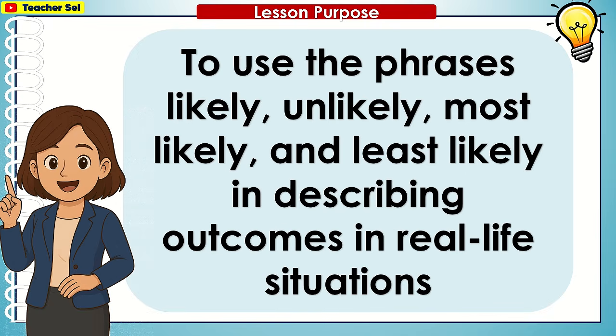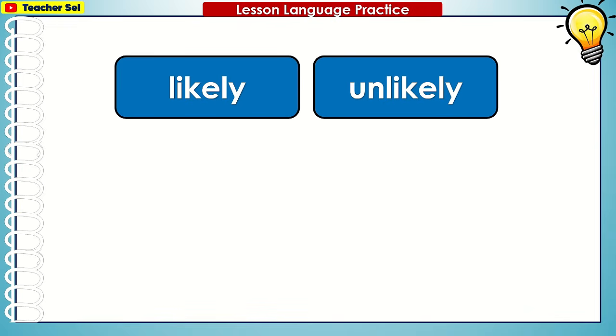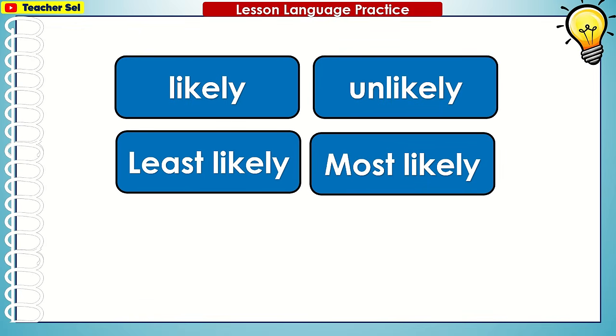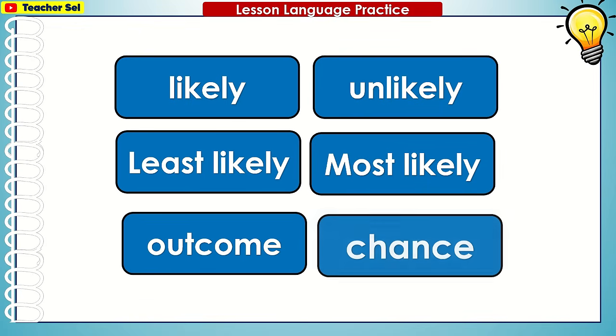Our lesson purpose is to use the phrases likely, unlikely, most likely, and least likely in describing outcomes in real-life situations. Let's be familiarized with these terms. Likely, unlikely, least likely, most likely, outcome, chance.